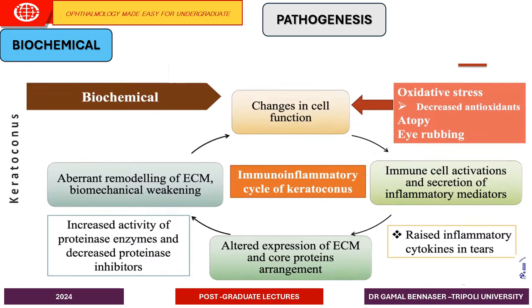This will alter the expression of the extracellular matrix and the collagen proteins in the cornea and increase the activation of the proteinase enzymes and decrease the inhibitors of the proteinase enzymes. And all of these will lead to apparent remodeling of the extracellular matrix and abnormal collagen formations and abnormal cross-linking between the collagen fibrils. All these will lead to a change in the biomechanical properties of the cornea, leading to weakness of the cornea, and hence will lead to subsequent bulging of the cornea.